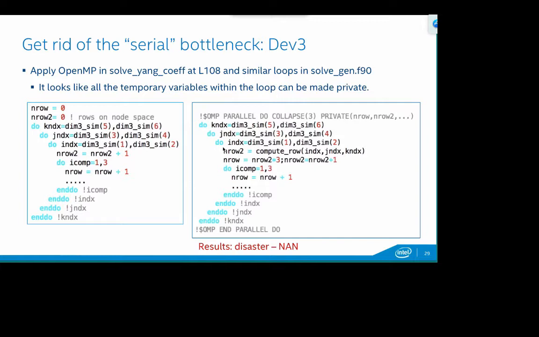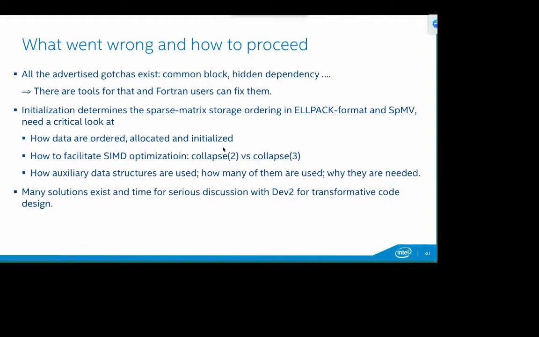unfortunately, the result was a disaster, not a number. It looked like a very simple parallel routine, so what's going on? It turned out there were very well-known gotchas, just by construct. It's really a very well-known documented feature of the OpenMP problem: the common block and hidden dependency from the modules and the Fortran common block.